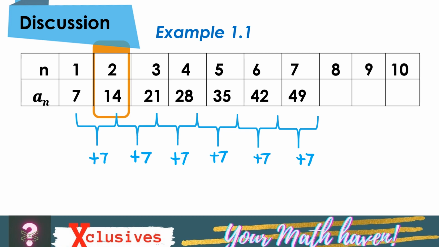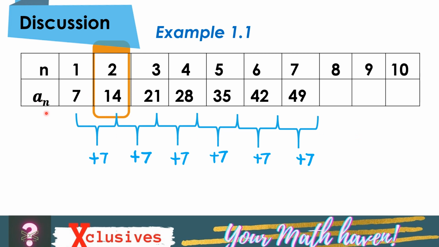So, with this method, we can manually solve for the 8th, 9th, and the 10th term. But what if you're asked for the 100th term of the sequence? Well, that will take you a very long time. So, in this case, we really have to write the formula for the rule of this sequence. So how are we going to do that?